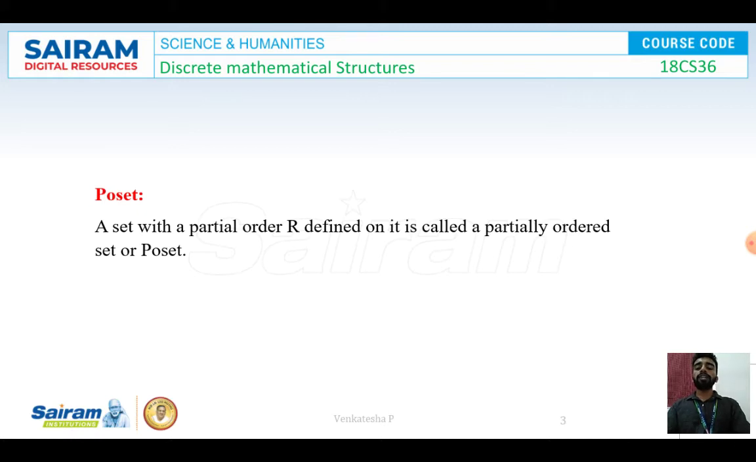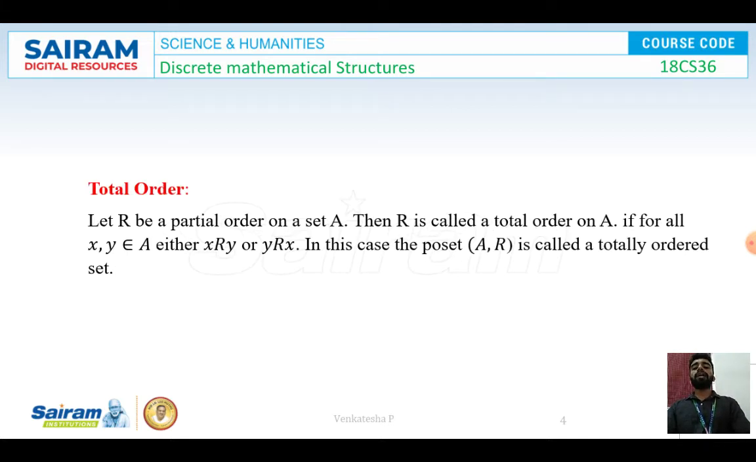So next is poset, or we can call it a partially ordered set also. A set with a partial order R defined on it will be called a partially ordered set or poset. So if R is contained in A cross A, we'll be calling A a partially ordered set here.